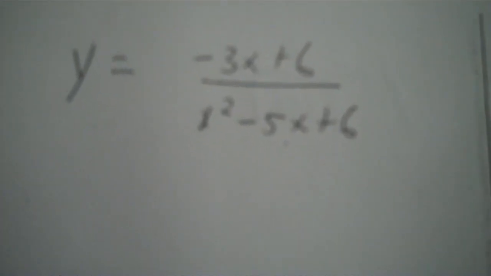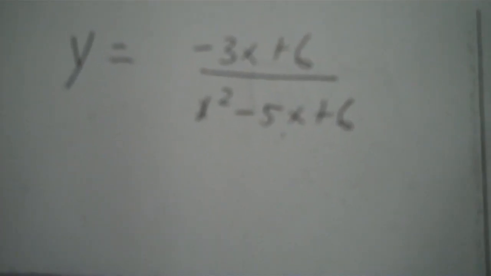Okay, next problem. y equals negative 3x plus 6 over x to the second minus 5x plus 6. First off, vertical asymptotes. First you need to factor. 2 terms on top, 2 terms on bottom. Try to factor those expressions. So negative 3x plus 6, that's a binomial. So it'd be GCF and then DOPS, difference of perfect squares.